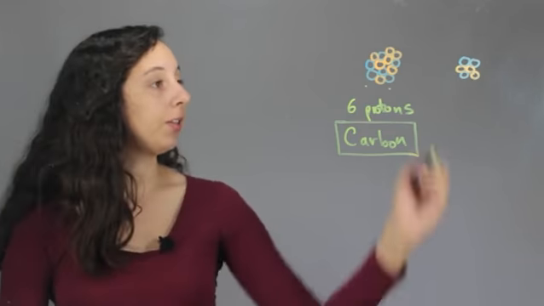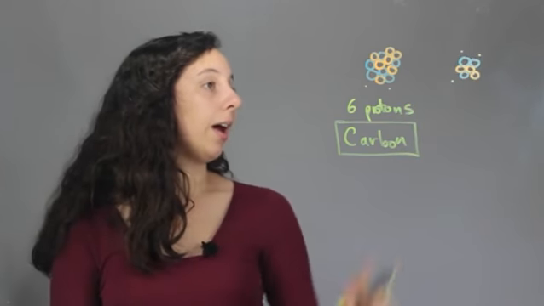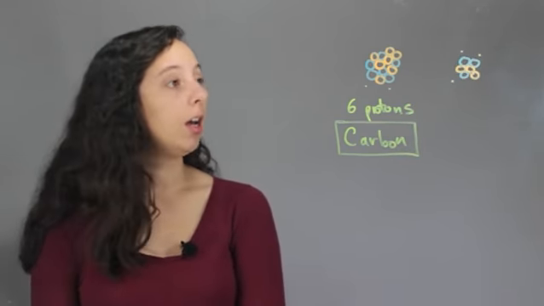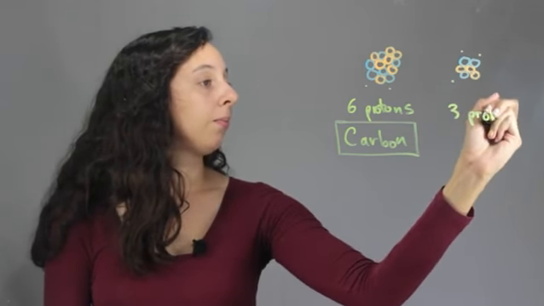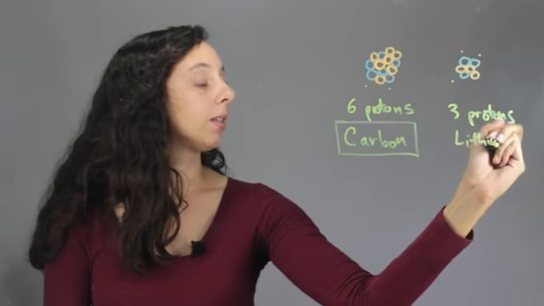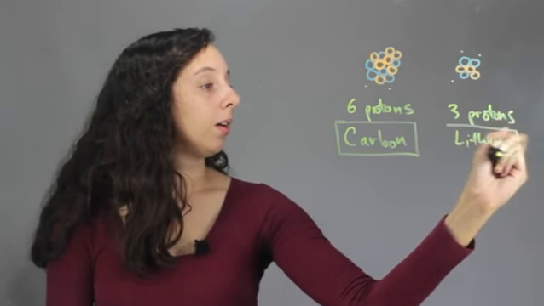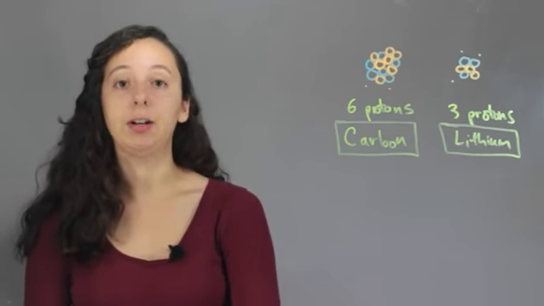Let's look over at this nucleus. So this, again, blue for proton, has exactly 3 protons. And this refers to a lithium atom. So anytime we have 3 protons, it's a lithium atom. And so if we have a schematic of our nucleus, that's a really easy way to do atom identification.